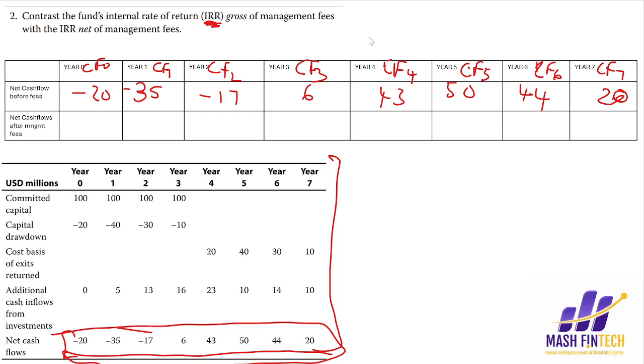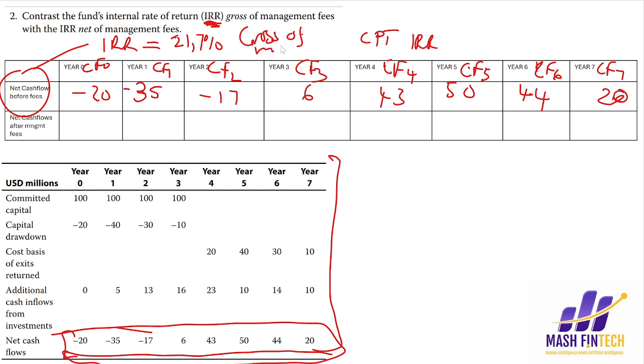And then you compute your internal rate of return. Then once you compute your internal rate of return for these cash flows, right, the internal rate of return for the net cash flows before fees, the IRR should be 21.7%. Okay, so they say this internal rate of return is gross of management fees.